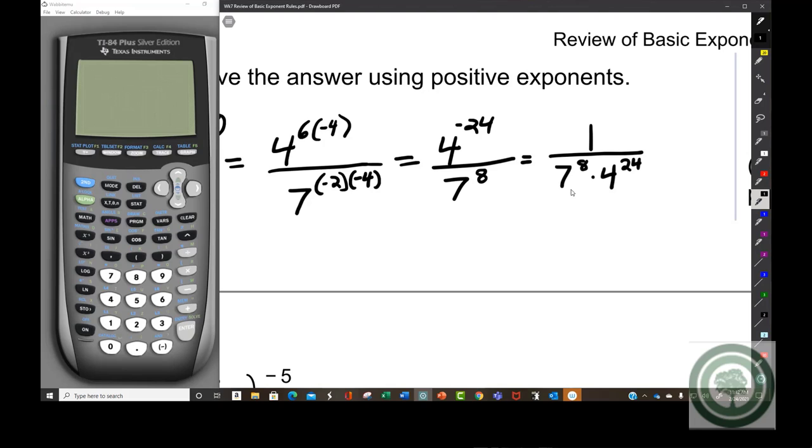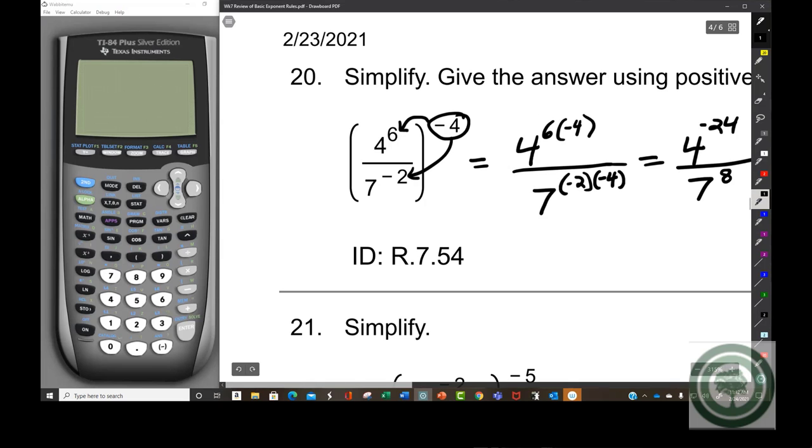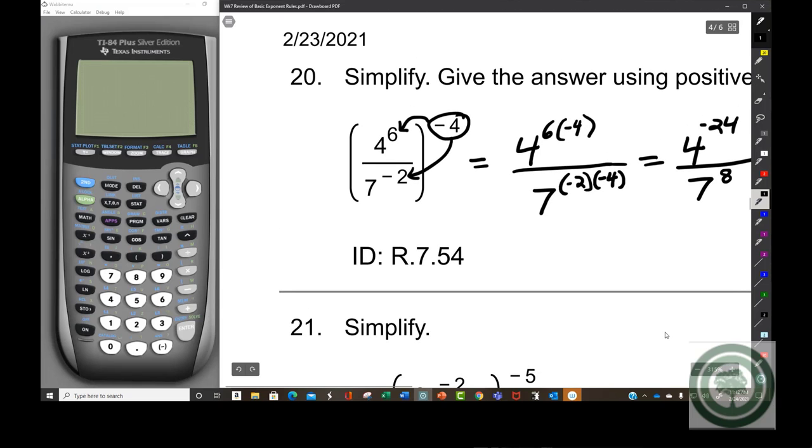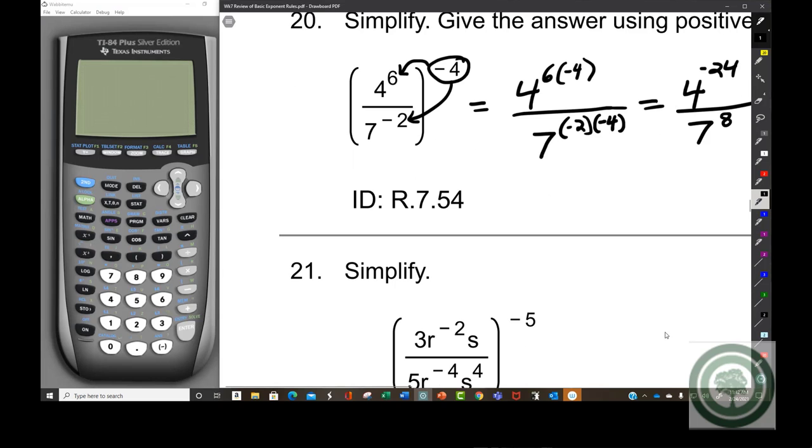And no, look at this. The bases are different, so you cannot add the exponents. Or if you do, it's wrong. The rule about adding exponents only applies if the bases are exactly the same. And finally, yeah, we could have done this a different way also, but why bother?